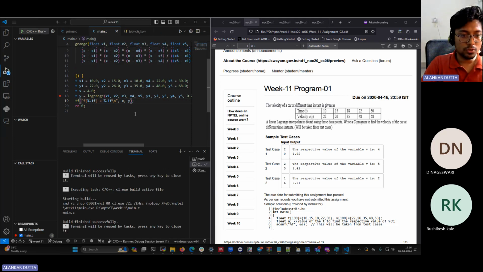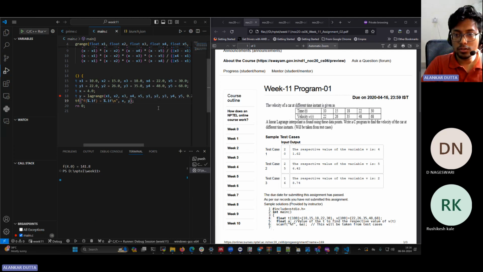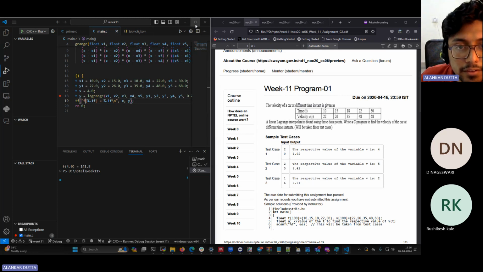So now let's try to run the code. The x values are 10, 22, 15, 26, 18, 35, 22, 48, and 30, 68, and what we want to find out is the value at 4. Let's see.